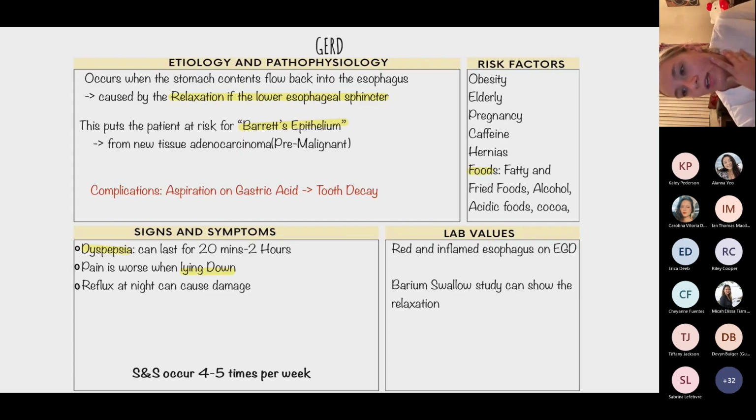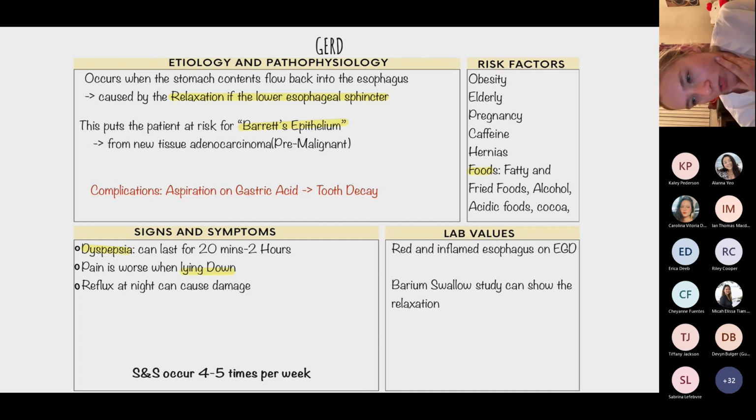GERD, on the other hand, is an LES issue, a lower esophageal sphincter issue. Essentially, think of the phrase down the hatchet. Well, what happens when the hatchet keeps opening and closing and opening and closing? It's not going to stay down the hatchet, and that's all that's happening with GERD, is that we've got this reflux up into the esophagus, and they're having all this acid and little baby vomit going back in their mouth, which over time can erode the throat.